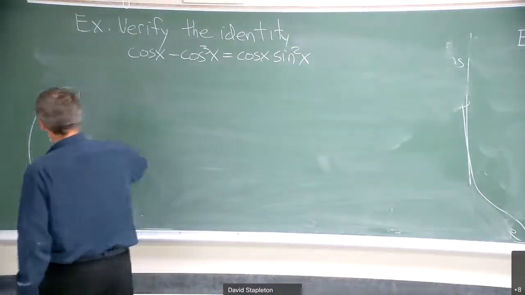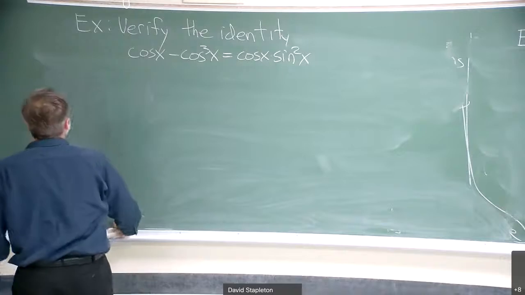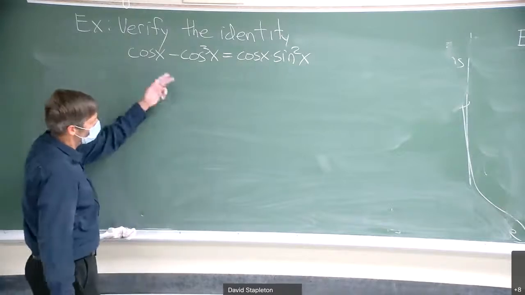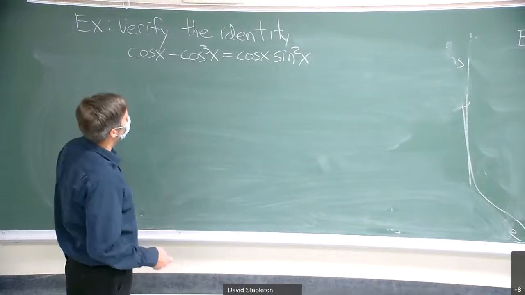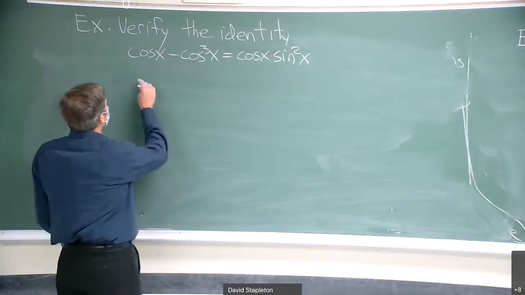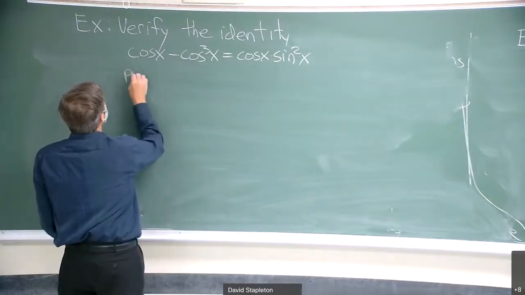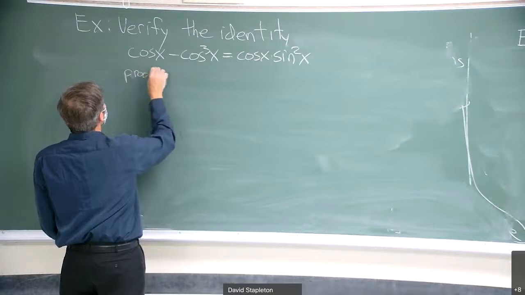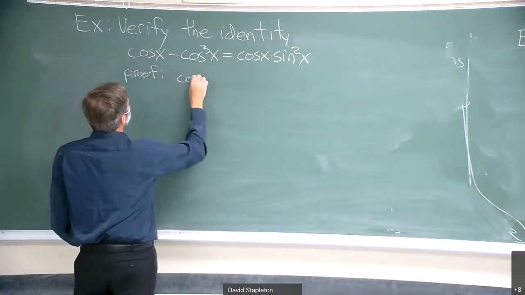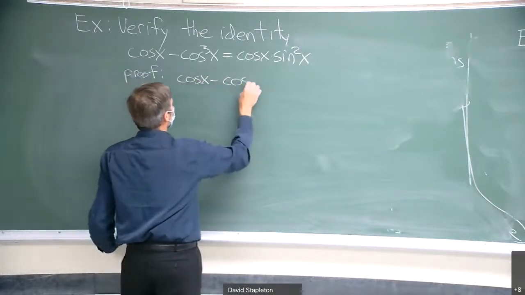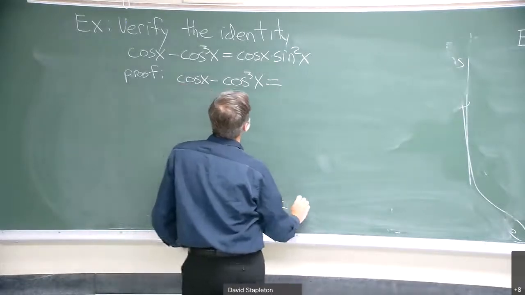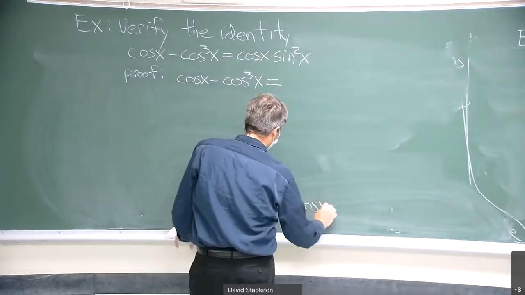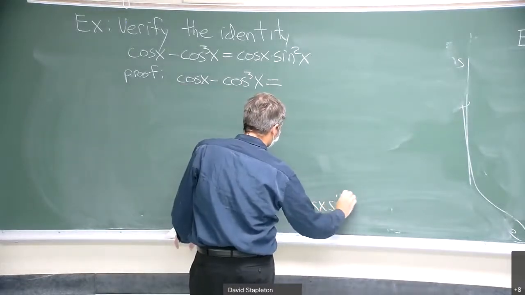And I like to do this. This is not the only way to prove these. You can, if you want, just start here and work and work and work to here. There's other ways to do proofs also, but the common way, say here's the proof. Cosine x minus cosine cubed x is what I have on the left. Equals, equals, equals. I need to get it to cosine x times sine squared x.